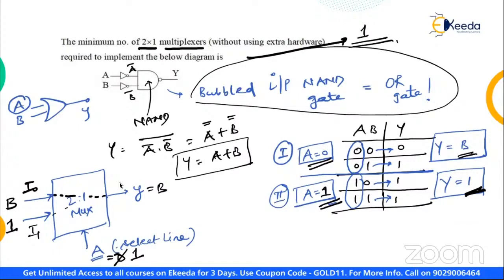How many minimum number of 2:1 multiplexers are needed in order to implement the given logic diagram? It is nothing but one. It is one. I hope even Kirti, Lokesh, Vinit, you are understanding this. Please let me know if you have any query.